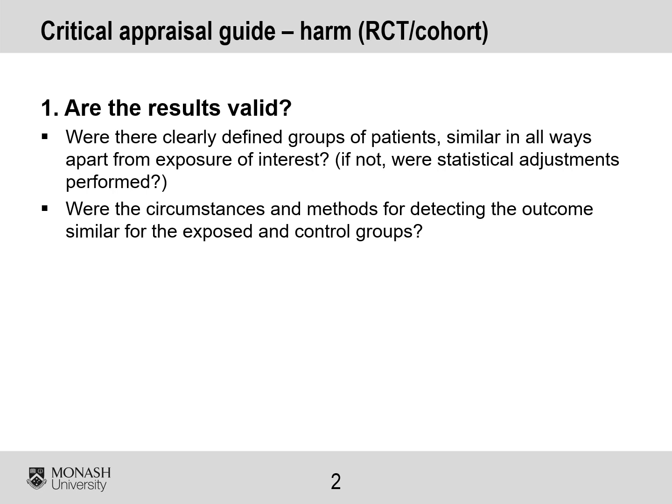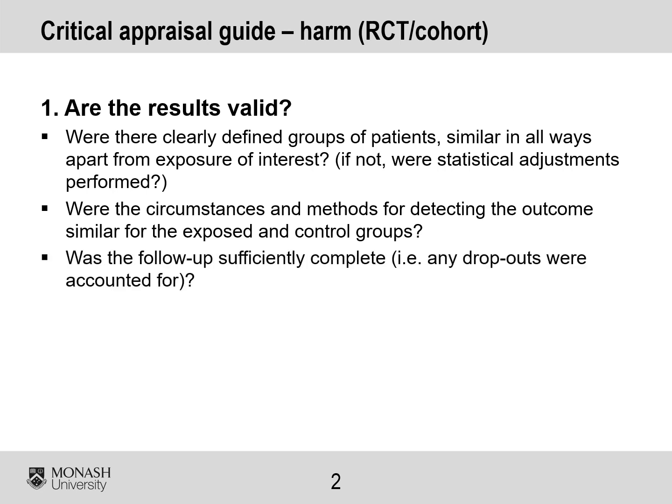The second question, were the circumstances and methods for detecting the outcome similar for the exposed and control groups? So this is looking at, as is intimated in the question, detection bias. So how are we assessing the outcomes? Were they performed in the same way for those that were in the exposed as opposed to the comparison groups? And really looking at the methods behind it. So we're hopefully wanting to see that there's no difference in terms of how the outcomes were assessed between the two groups.